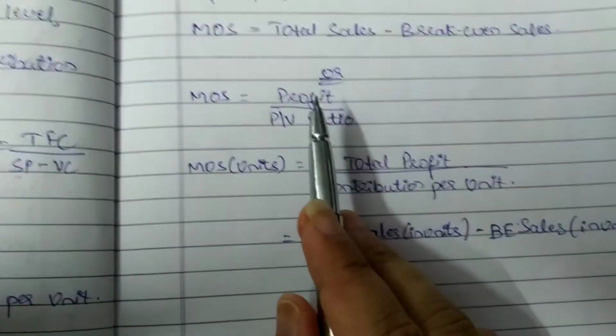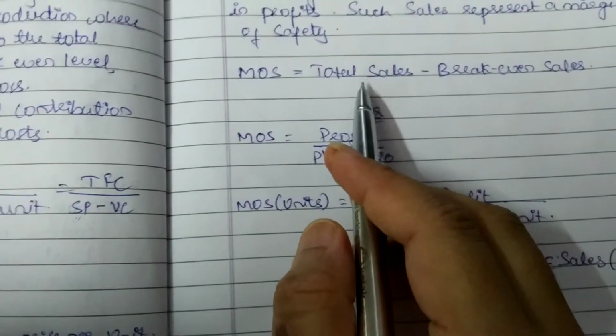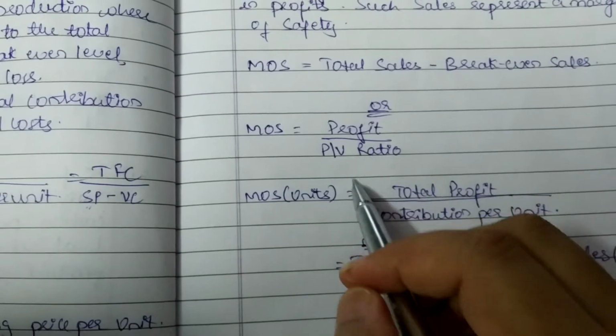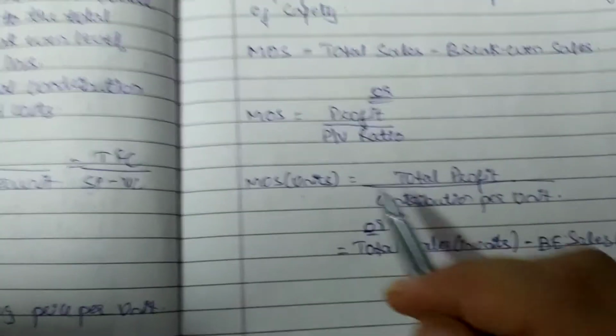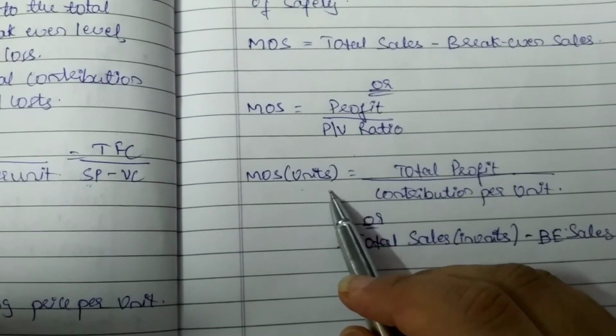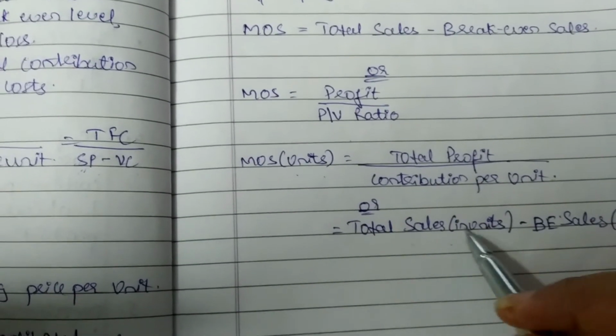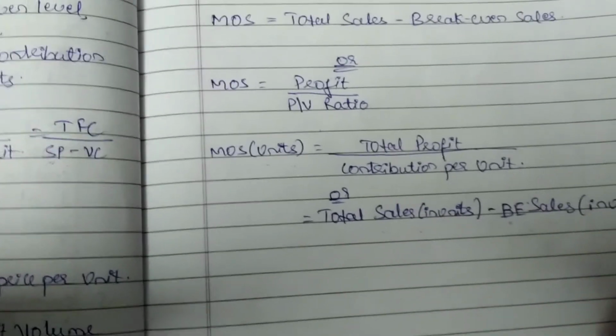This will be the formula: margin of safety equals total sales minus break-even sales, or profit divided by PV ratio. Margin of safety unit-wise is total profit divided by contribution per unit, or total sales in units minus break-even sales in units.